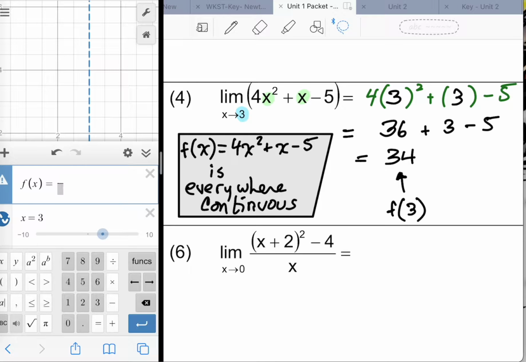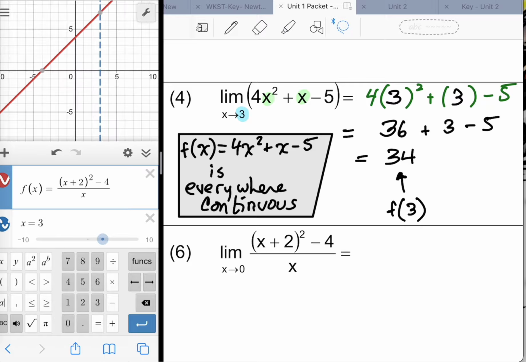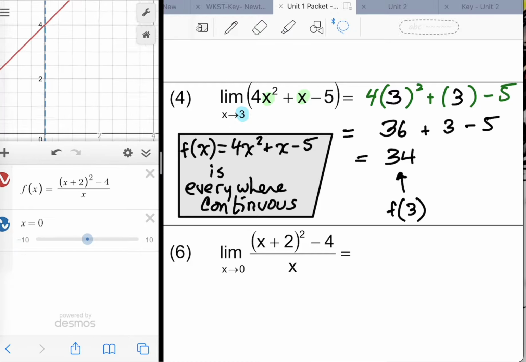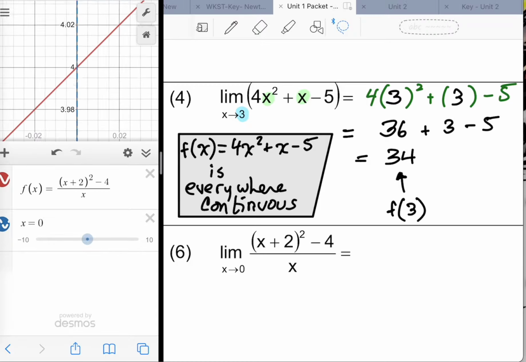So in number 6, let me pop that function in. Fraction, parenthesis, x plus 2, close it up, square it, minus 4, over x. Go back to the standard zoom. Graphically it looks like a line, but the original function looked like anything but a line. We're interested in x equals 0, so I'll slide my slider over to 0. Going up to 0, wherever the graph exists at the x value of 0.